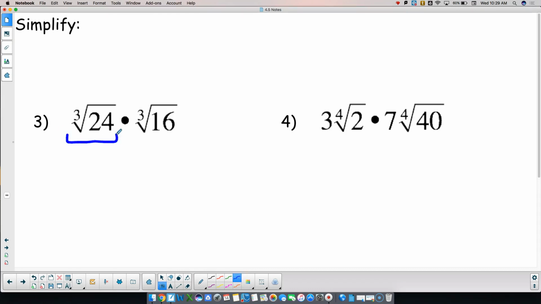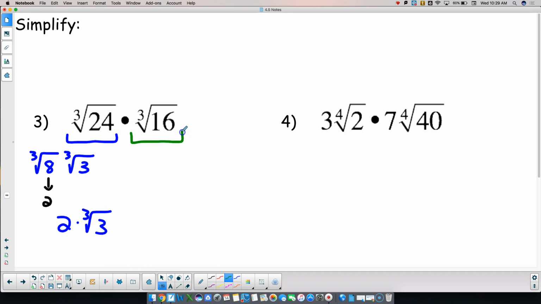The cube root of 24 is the cube root of 8 times the cube root of 3. The cube root of 8 is 2. So this would become 2 times the cube root of 3. The cube root of 16 is the cube root of 8 times the cube root of 2. Again, the cube root of 8 is 2. So this would be 2 times the cube root of 2.